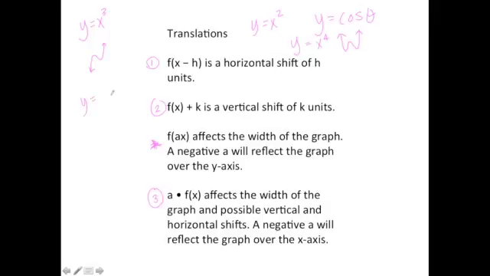Even this is one that you might not have seen, an absolute value of x, which is V-shaped. Okay, so it is good to be familiar with these different types of translations because they are used across the board with any type of function.